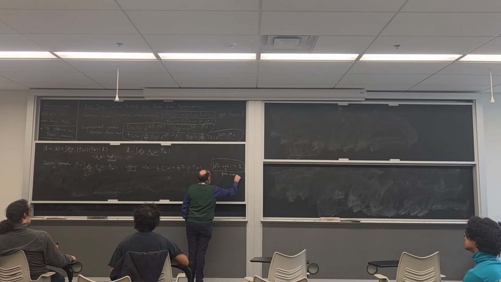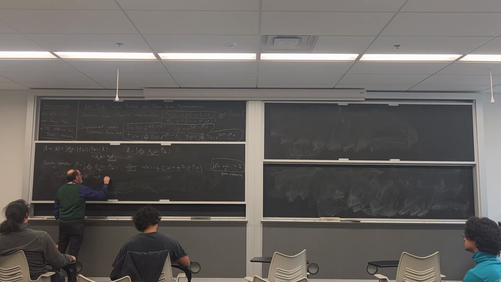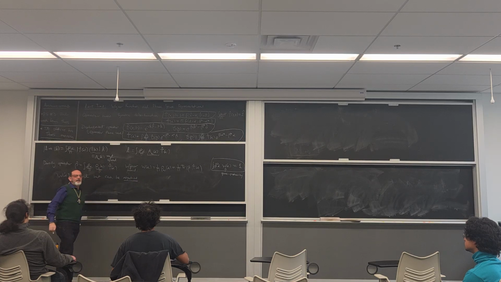It's called a quasi-probability distribution because the Wigner function is real, but can be negative. So there's some notion of negative probability.